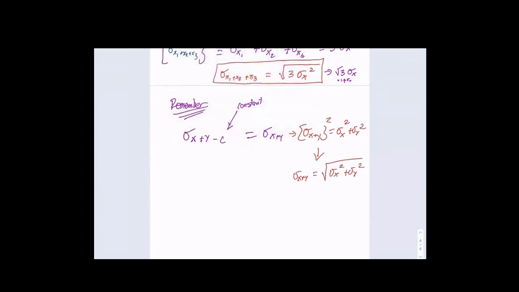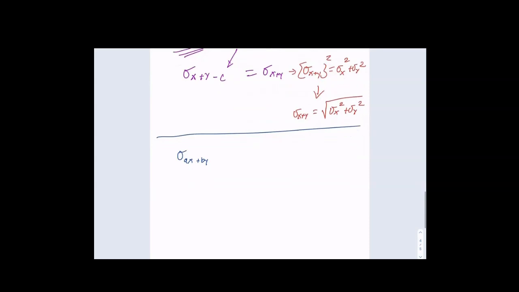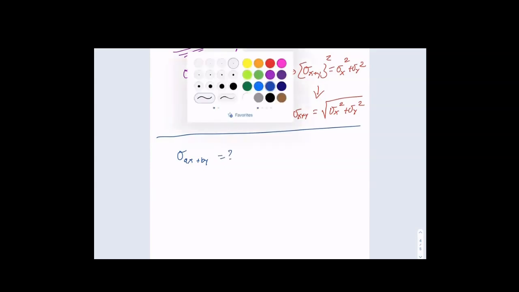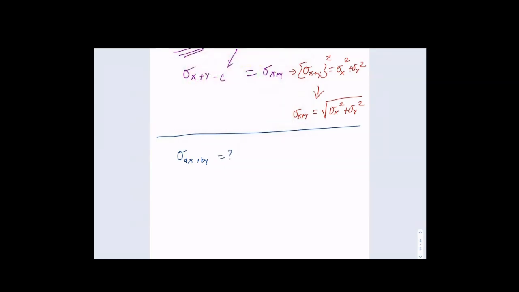The big one is, what happens if I want to find the standard deviation of AX plus BY? Well, in doing this, just like I said, the first thing you want to do is use the Pythagorean relationship. So the standard deviation of AX plus BY squared is equal to the standard deviation of AX squared plus the standard deviation of BY squared.